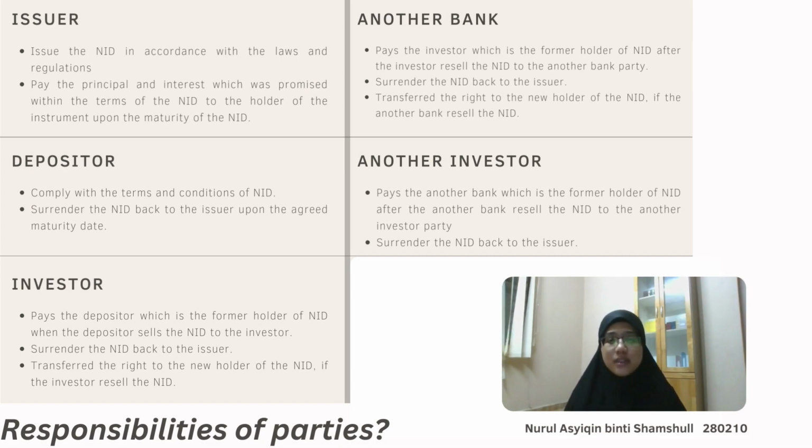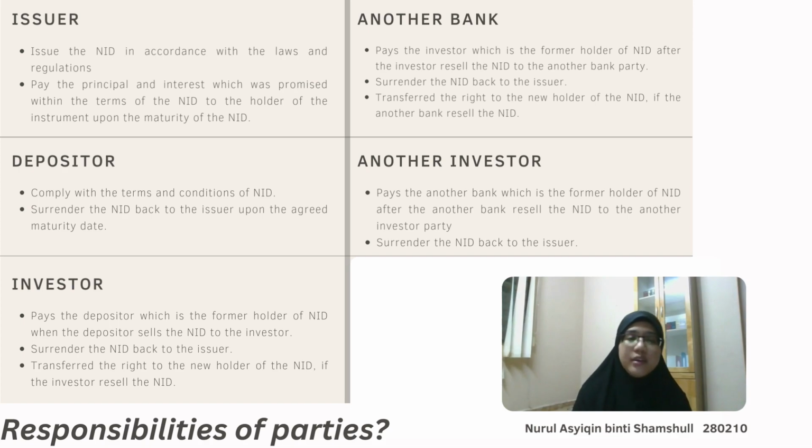Next, for the investor, the investor is responsible for paying the depositor, which is the former holder of the NID, when the depositor sells the NID to the investor. Upon the selling of the NID, the holder right for the NID is transferred to the investor. Thus, upon the maturity of the NID, the investor is obligated to surrender the NID back to the issuer. If the investor were to resell the NID to another party, the investor is responsible to transfer the right to the new holder of the NID.